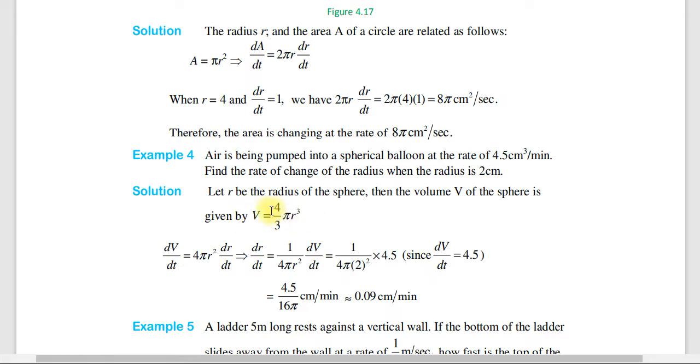Taking the derivative of both sides with respect to time, that is dV by dt, which is equal to 4 pi r square dr by dt. Which implies that dr by dt is equal to 1 over 4 pi r square times dV by dt, which is equal to 1 over 4 pi 2 square times 4.5, since dV by dt is equal to 4.5, as given. So 4.5 over 16 pi cm per minute, which is approximately 0.09 cm per minute. So this is the rate of change of radius.